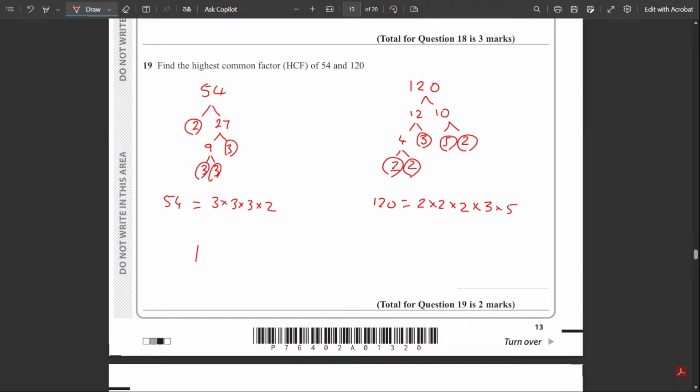Now highest common factor is the biggest number you can make using these prime factors. I got 2 times 3 in here, and I got 2 times 3 in here as well. So those are the only numbers that are common. So highest common factor is 2 times 3, which is 6.